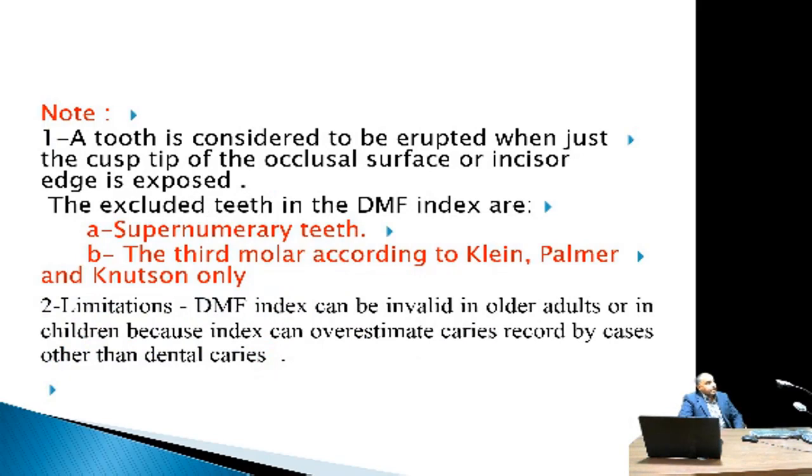Note: tooth is considered to be erupted when just the cusp tip of the occlusal surface or incisor edge is exposed. The excluded teeth in DMF index are supernumerary teeth, the third molar according to Klein, Palmer, and Dean only. الملاحظة الثانية: limitation of DMF index can be invalid in older adults or in children because index can overestimate caries recorded by cases other than dental caries.